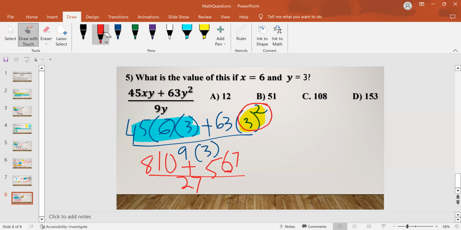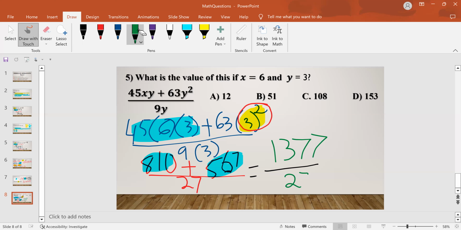Okay. Now, if you continue, you add the top here. So 810 added to 567 gives you 1377. So 1377 divided by 27. And if you do this calculation, you get 51. Therefore, the best choice is what? B, 51.